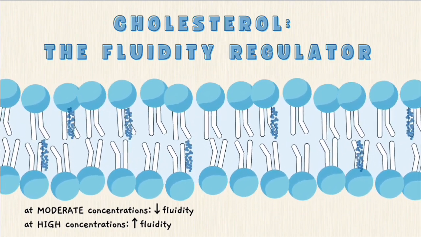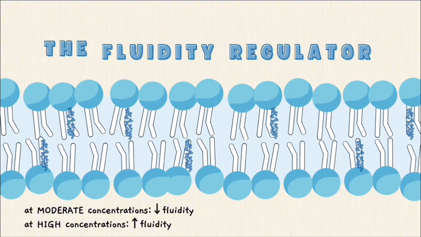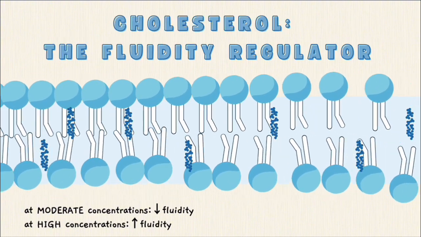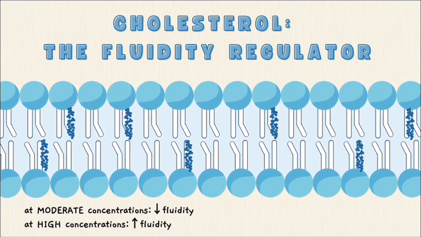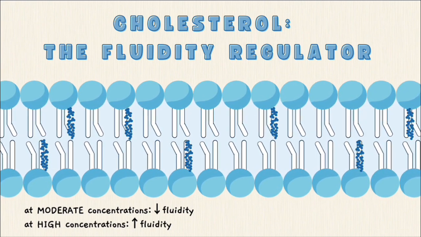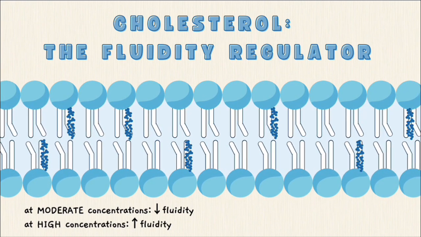Without cholesterol, cell membranes could become too fragile or too rigid, disrupting essential functions like nutrient absorption and waste removal. Aside from that, cholesterol also helps prevent the membrane from becoming too permeable. Without it, small molecules might pass through too easily, causing imbalances inside the cell.